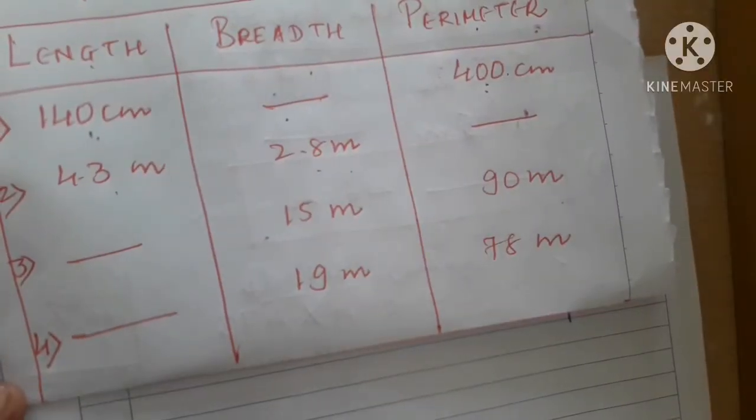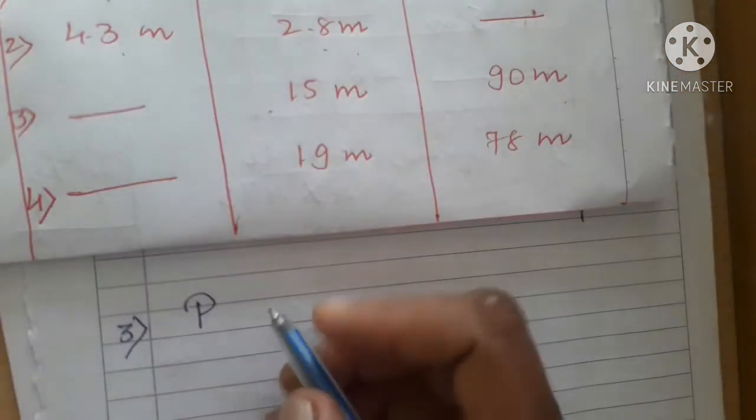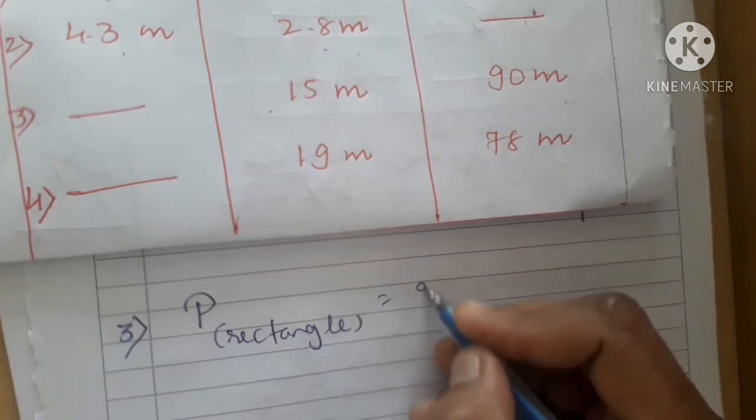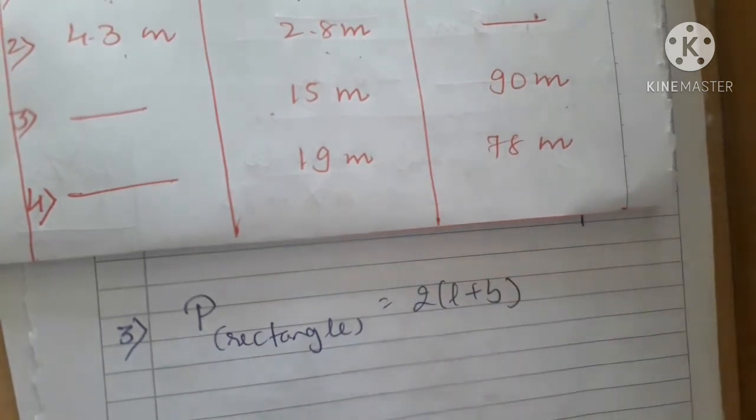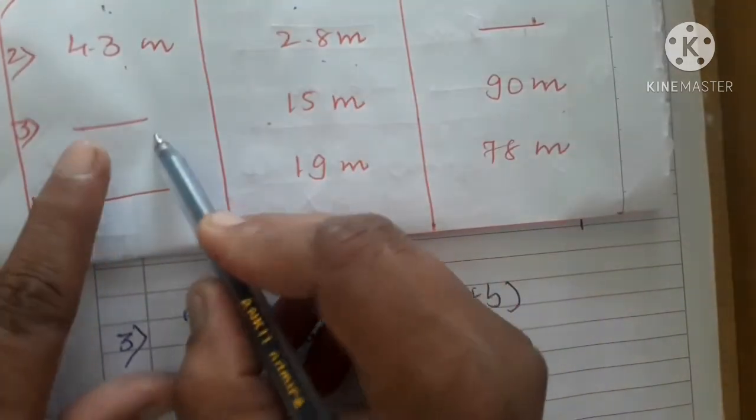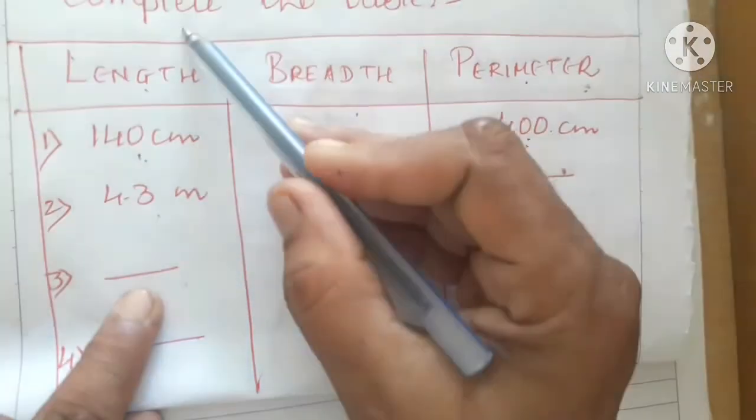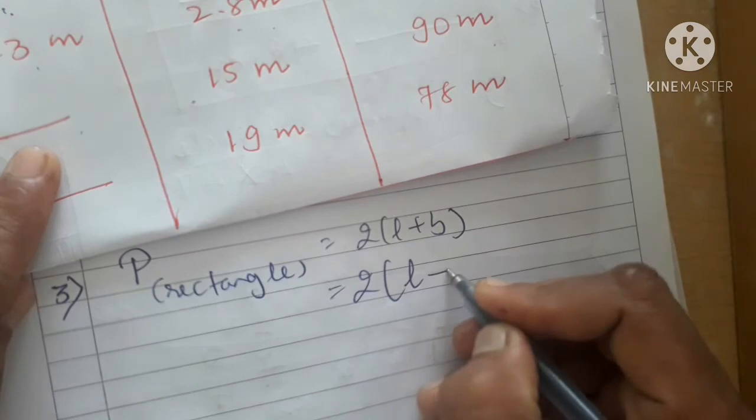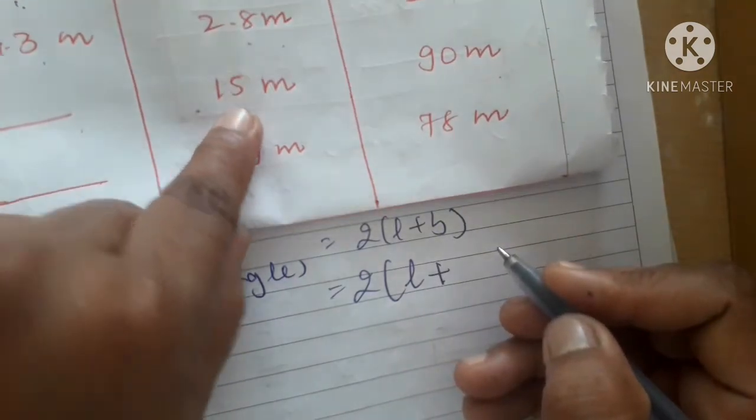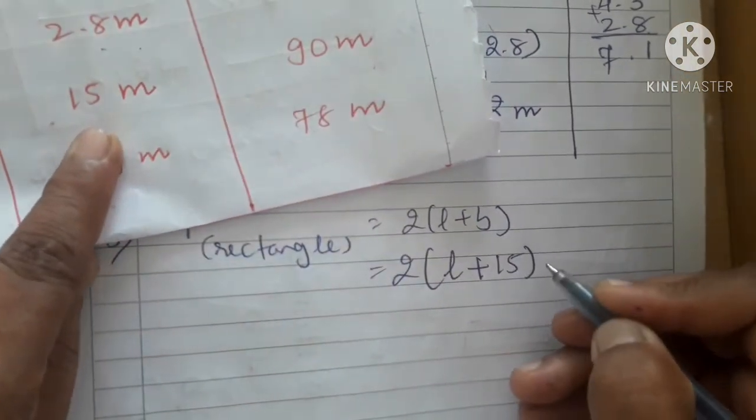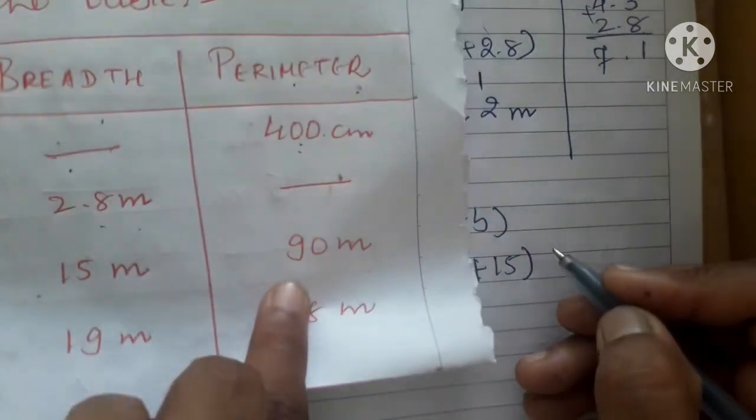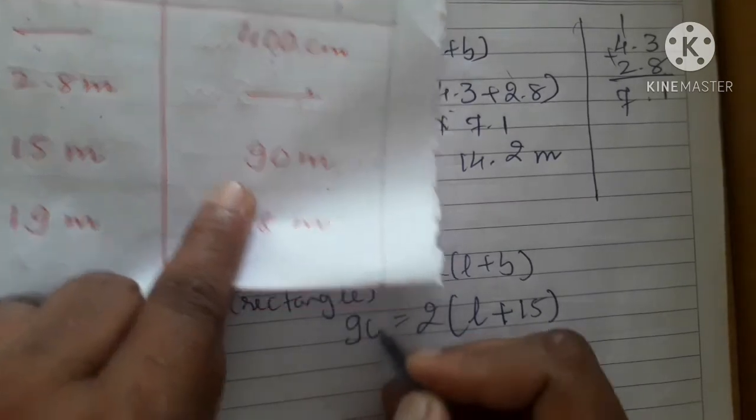What the third question says, that is, I have to go for perimeter of a rectangle and the formula is 2 into (L plus B). Now here this length is not given, so in place of length I have to write L as it is, and what is 15? That is, 15 is breadth, so I will write here 15, right? Now what is this 90 given? 90 is the perimeter, so I will write here on the other side 90.